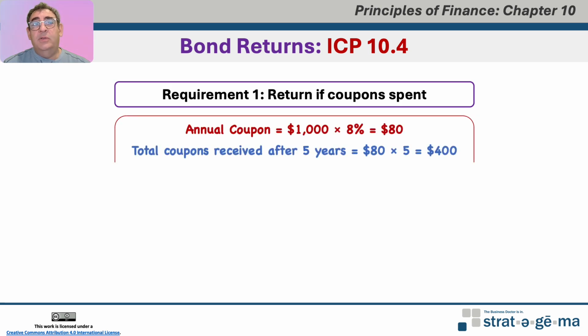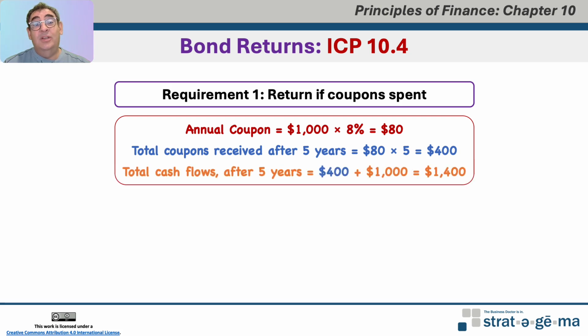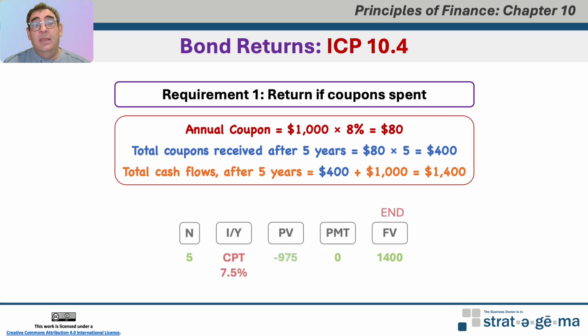Then all we want to do is determine, well, how many coupons did we receive over that 5-year period, which we don't reinvest? So $80 times 5 years is $400 in total interest payments. So it means our total cash flows for that 5-year period is the $400 in interest we receive plus the $1,000 we receive for the face value at maturity. So it's $1,400.